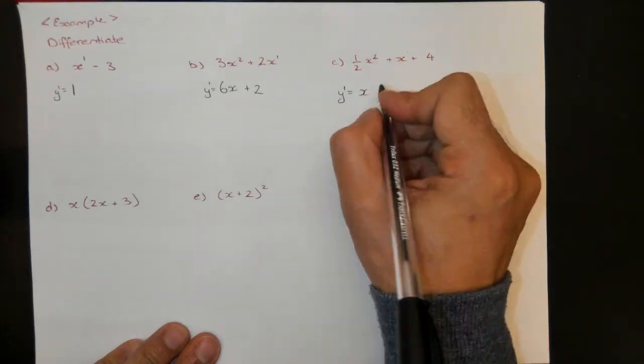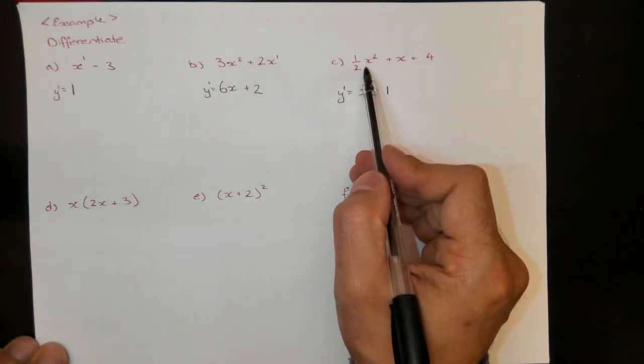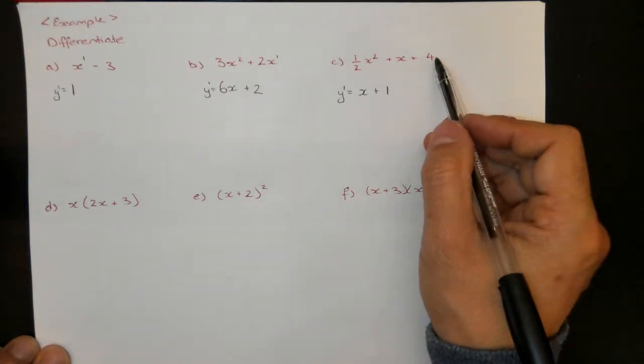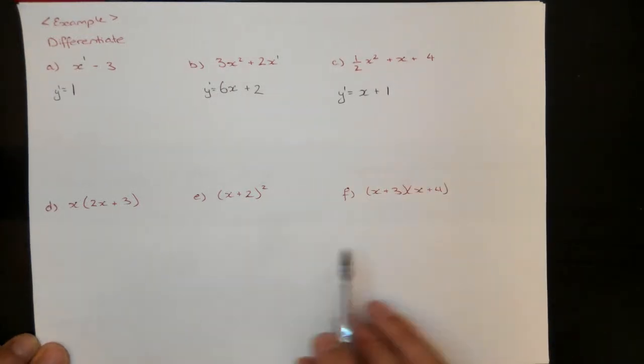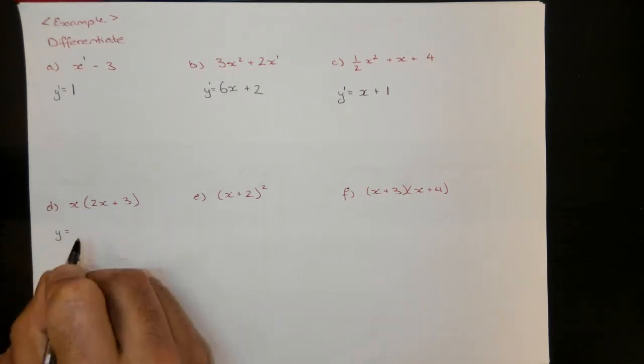That's 1. Bring the power down, reduce by 1. So the derivative of a half x squared plus x plus 4 is x plus 1. A constant has nothing, it is 0. Something like this, what we can do is we can expand.